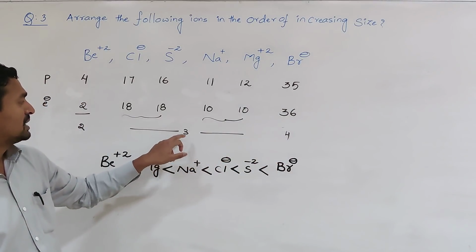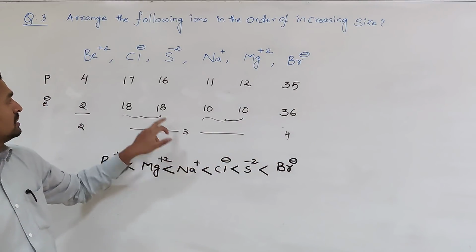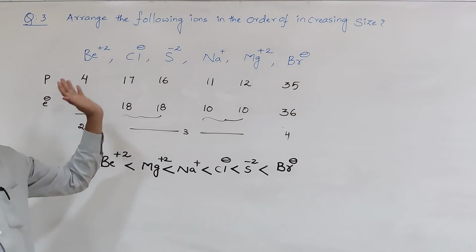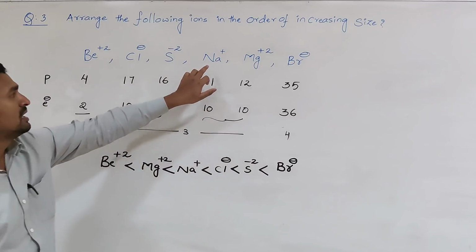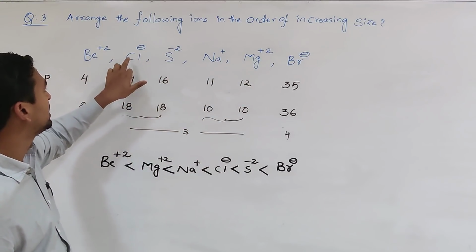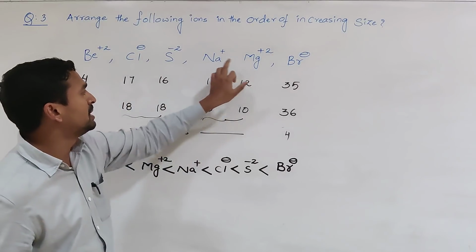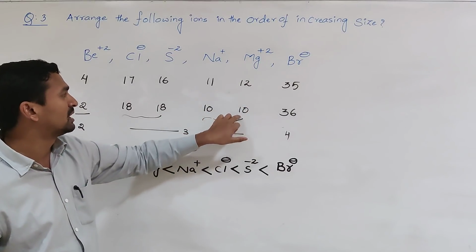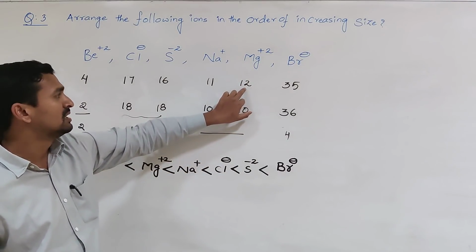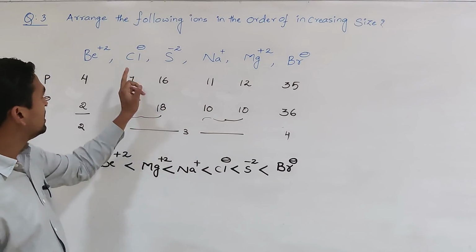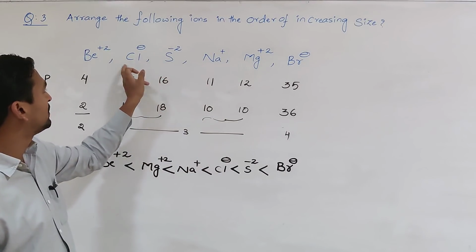Then the confusion starts in the case of the third period. In the third period, generally as we move from left to right, the atomic radius decreases. So sodium, magnesium, after that sulfur, then chlorine. Among sodium and magnesium, let us compare. Wherever the positive charge is more, because these are isoelectronic, that is said to be smaller in size. Okay, then first you write magnesium, then after that you write sodium.